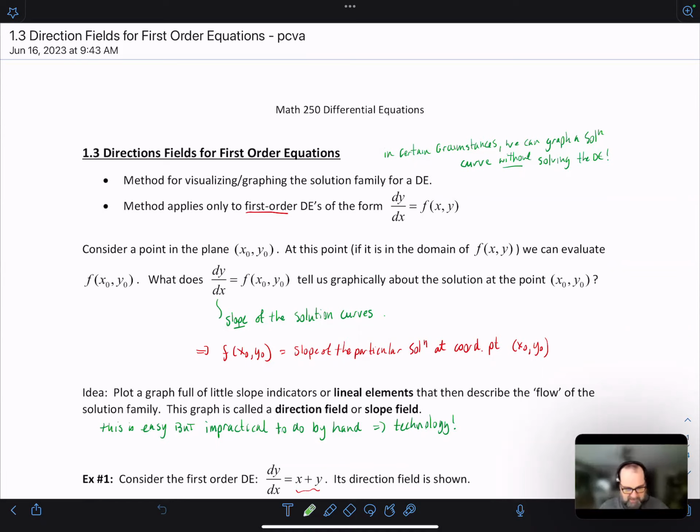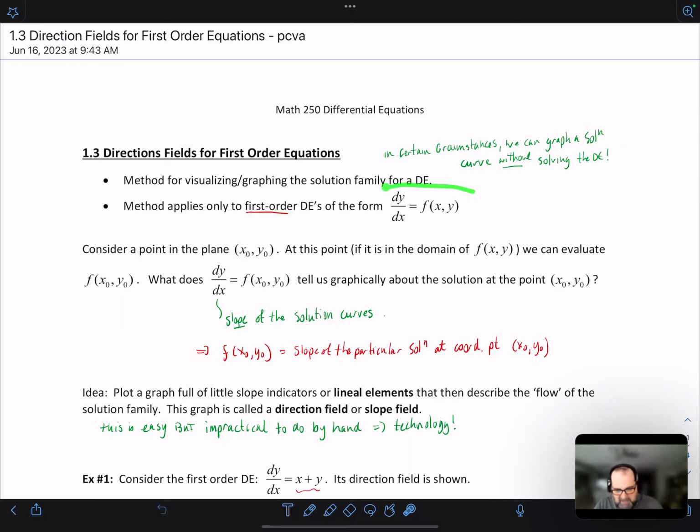In this video, we're going to look at something called direction fields, also known as slope fields. This basically is a method that allows us to visualize or even graph a solution to a differential equation, or basically visualize a family of solutions for a differential equation without actually solving the differential equation. The method here only applies to first order DEs.